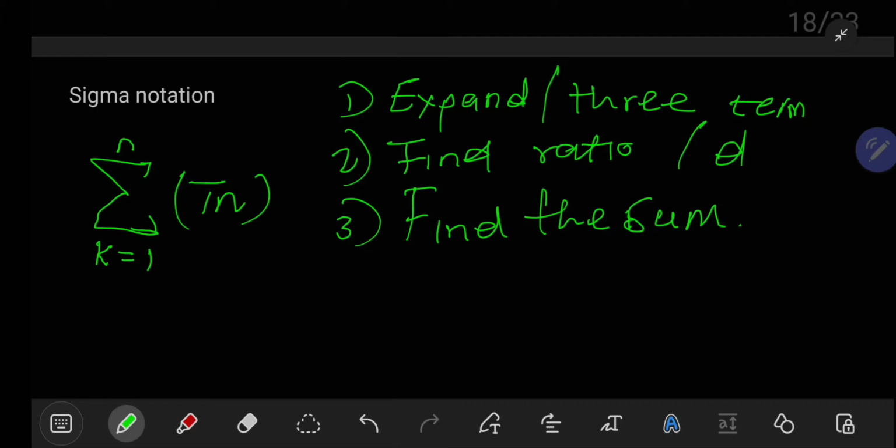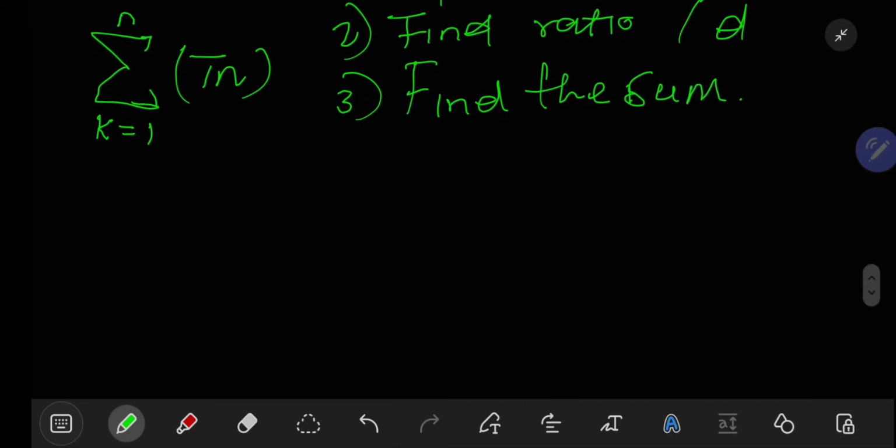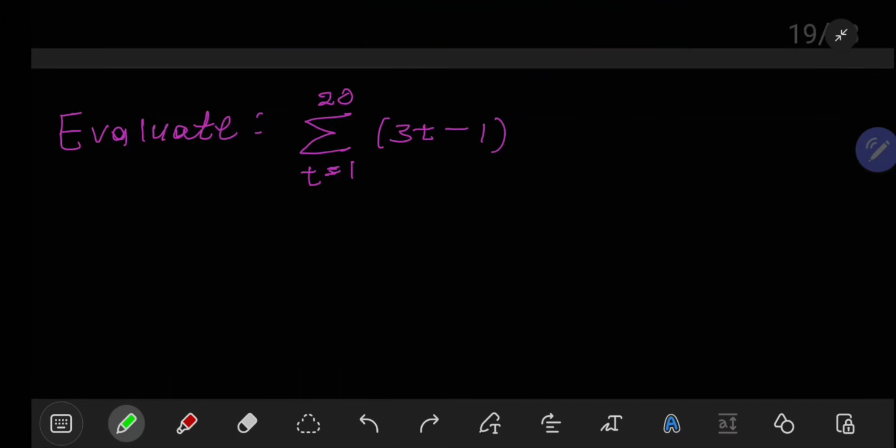Suppose that you are given this example here. They say to you, evaluate this problem. You are given the sigma notation here. They say t starts from 1, and then you are given the number of terms on top of this sigma. It's 20 terms. Then here you have your general term.